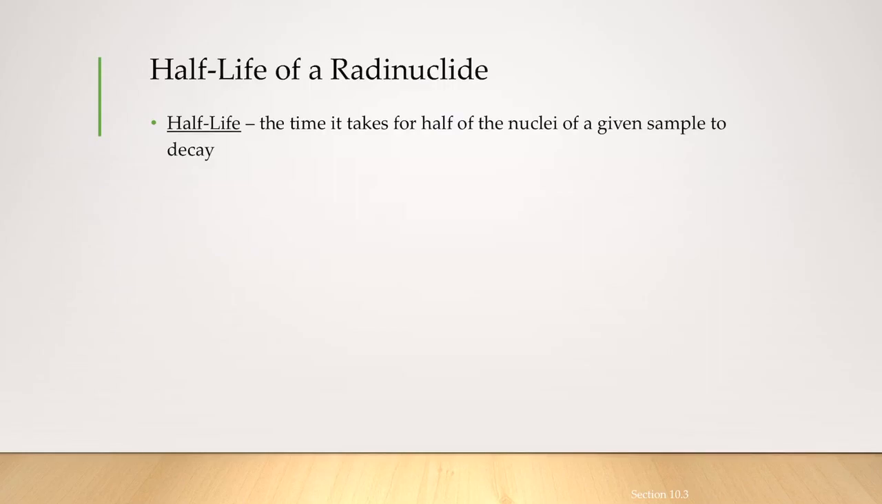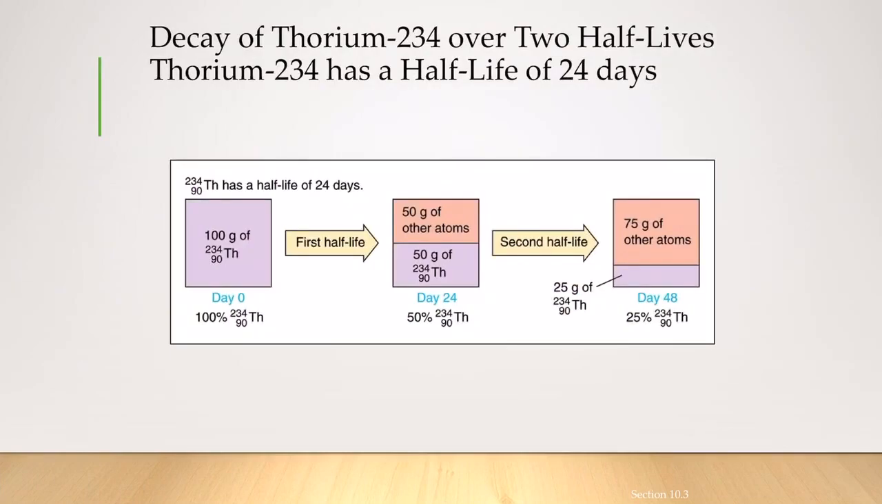Okay, the next one is the half-life of a radionuclide. Half-life is the time it takes for half of the nuclei of a given sample to decay. In other words, after one half-life has expired, only one half of the original amount of nuclei is going to remain undecayed. After two half-lives, only 1/4 of the original amount of the radionuclide remains undecayed.